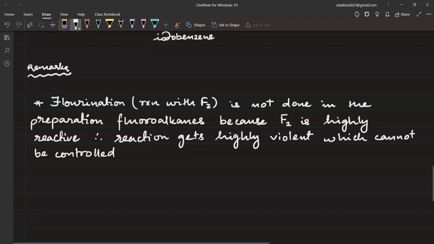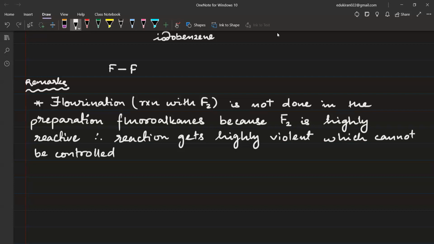Now, those who know the structure of fluorine, and if they remember anything from the chemical bonding chapter of class 11, should remember that fluorine has a single bond, and 1, 2, 3 lone pairs on each fluorine. Because of these lone pair electrons, the fluorine-fluorine bond is very weak and can be broken quite easily. When they break and form a new bond, it liberates a lot of energy. That is why it is highly violent.